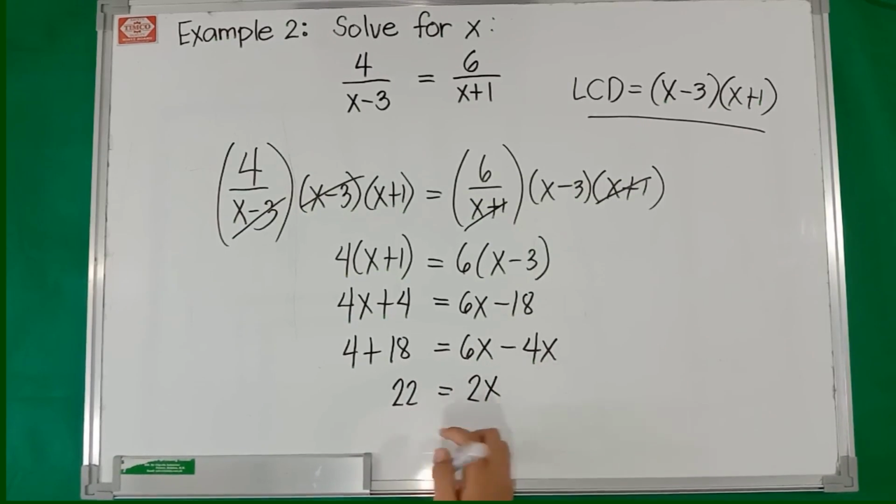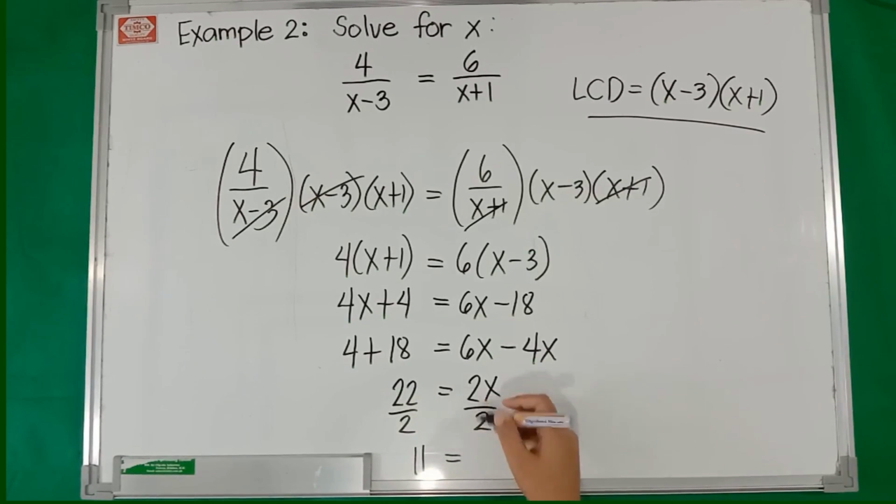Divide both by 2. So to isolate x, we have 22 divided by 2 is 11. Equals 2 over 2, we can cancel it, so what remains is x. And our answer is 11 equals x.